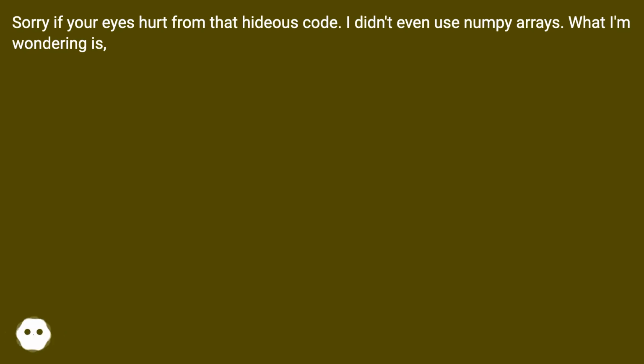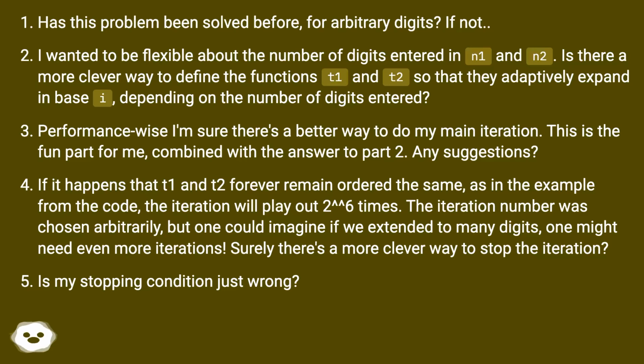What I'm wondering is, has this problem been solved before, for arbitrary digits? If not, I wanted to be flexible about the number of digits entered in n1 and n2. Is there a more clever way to define the functions t1 and t2 so that they adaptively expand in base i, depending on the number of digits entered?